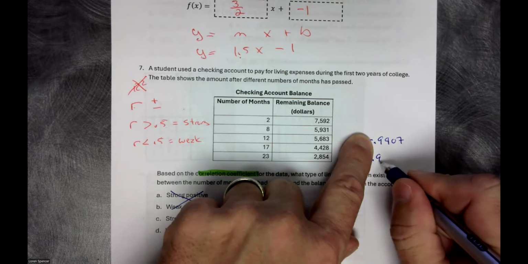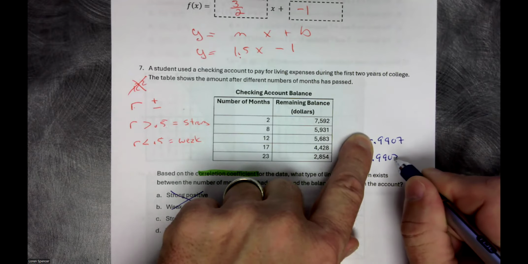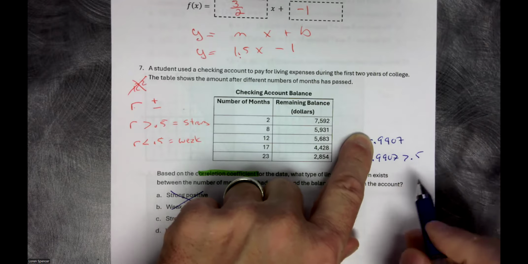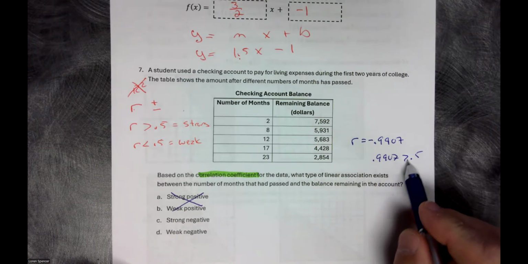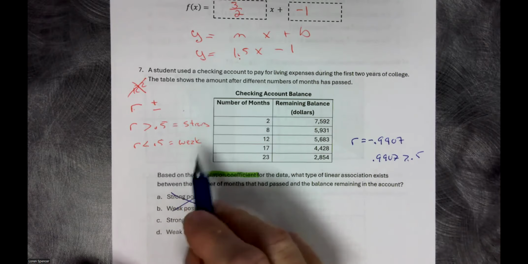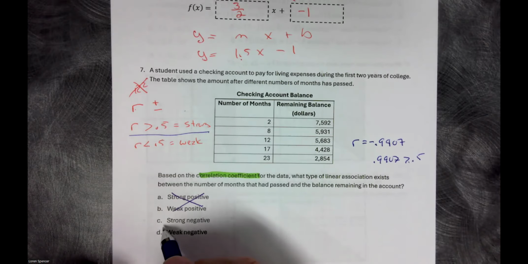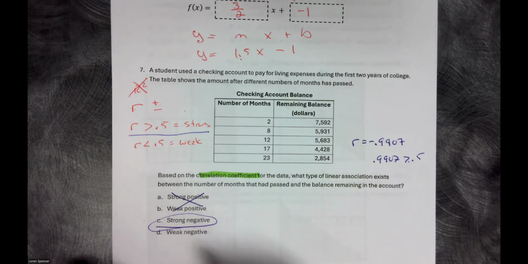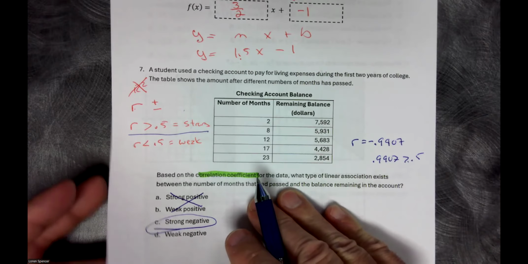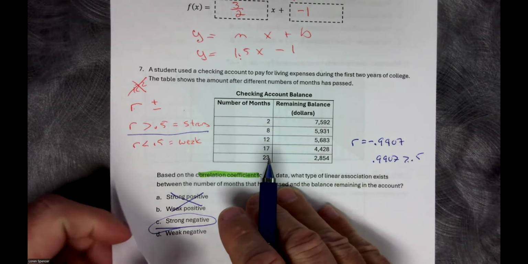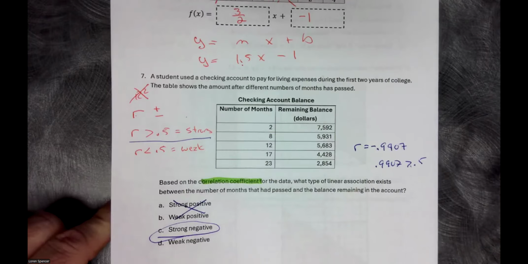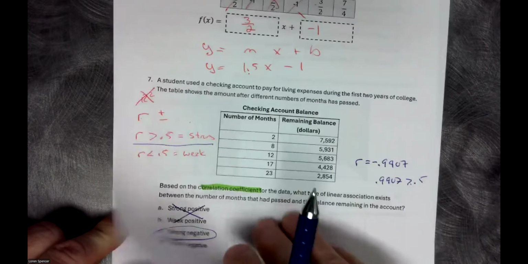Well, 0.9907 is greater than 0.5. So since it's greater than 0.5, remember I said if it's greater than 0.5, it is strong. So this is strong and it's negative. All right, that's all you need to know. That's an easy problem. You need to get that one right every time. Okay, moving on to problem number 8.